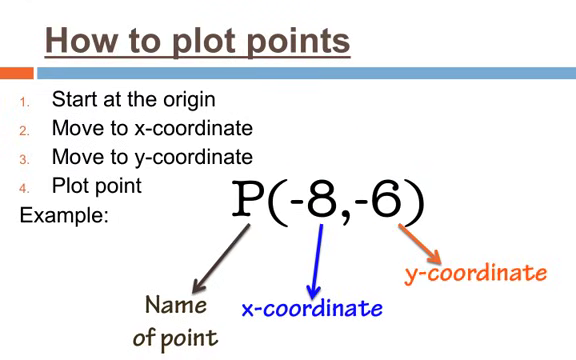This is point P at (-8, -6). So how do we move our x-coordinate? Well, starting at the origin, we go 8 to the left because it's negative. And then we go 6 down because that's negative as well.